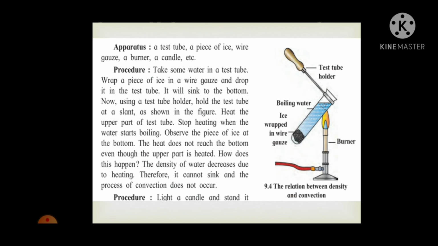Now using a test tube holder, hold the test tube at a slant as shown in the figure. Heat the upper part of the test tube. Now see, you can see the bubbles coming out. Stop heating when the water starts boiling. Now you have to observe the piece of ice at the bottom.